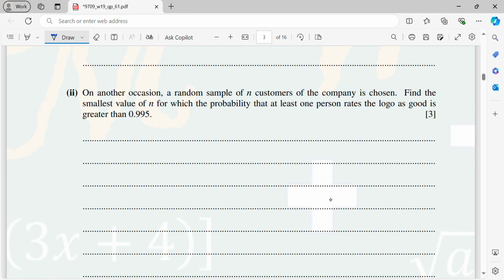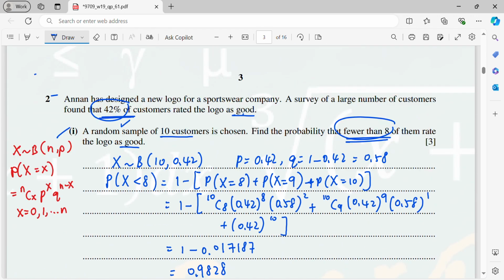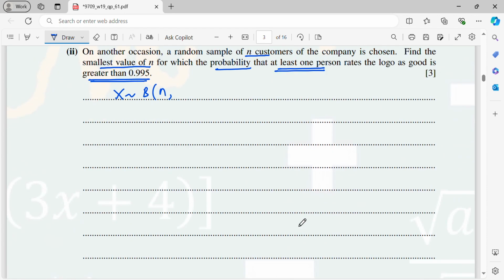Now second part, on another occasion, a random sample of n customers of the company is chosen. Find the smallest n for which the probability that at least one person rated the logo as good is greater than 0.005. That means now your X is binomially distributed. Now no longer 10 customers, it will be n customers. And the probability of rating the logo as good remains the same, 42%, 0.42.